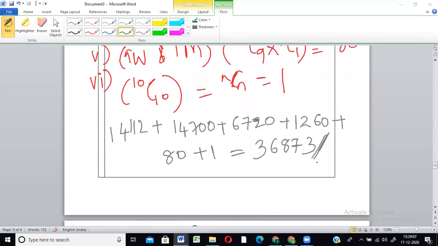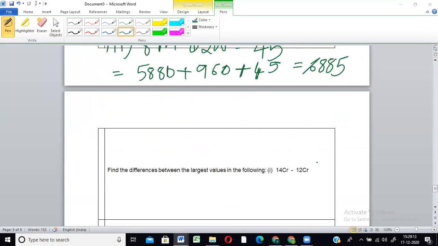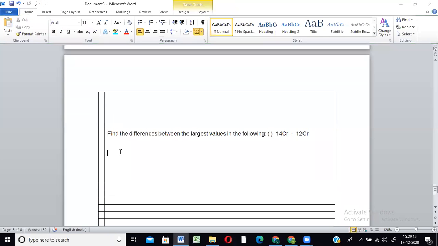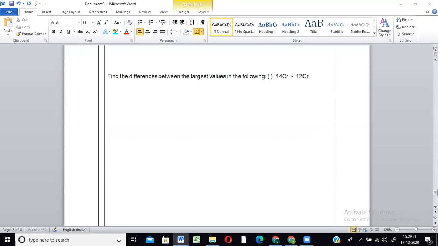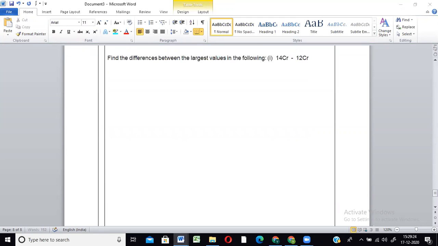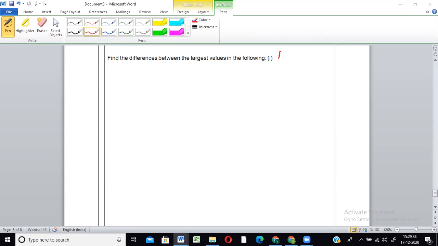Now coming to the next problem. Find the difference between the largest values in the following: 14CR minus 12CR. So this is the question. You just rewrite the question. 14CR minus 12CR. Okay, so there is a formula by the way.